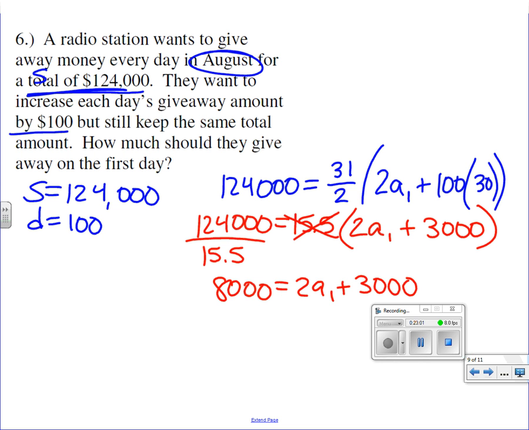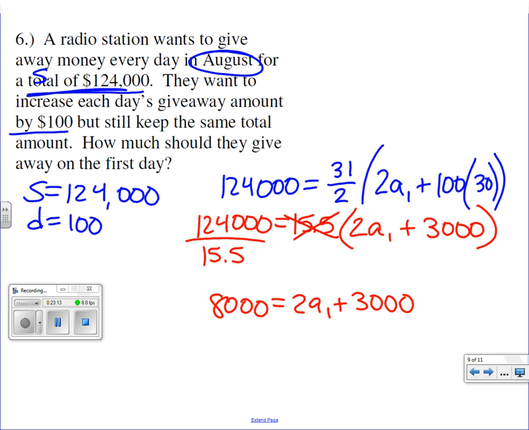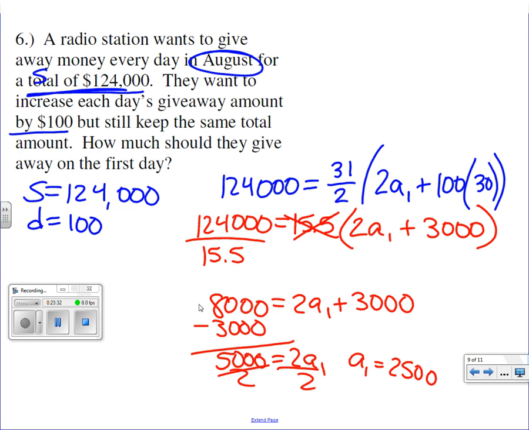Anna, what do you do next? Yes, very good. You subtract the 3,000. Good gracious. And anybody, what do you do last? Caitlin, what's the question asking? And have we answered that? Yeah. The first day is 2,500. Okay.